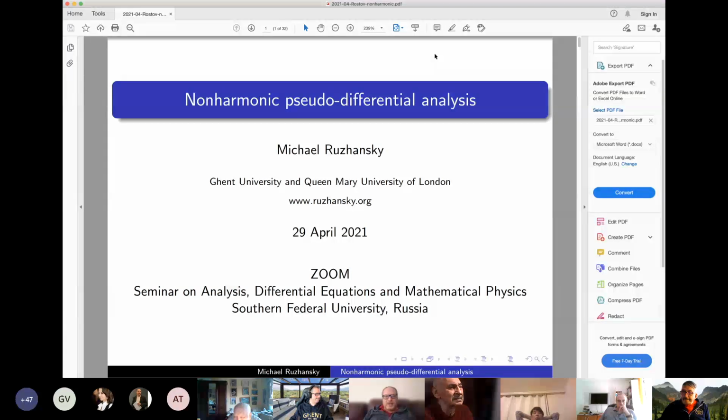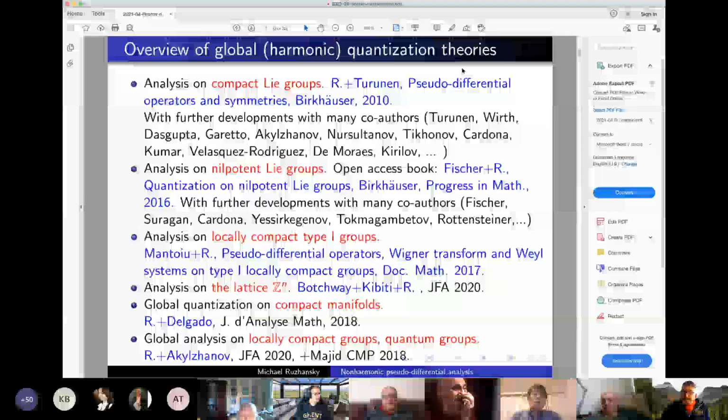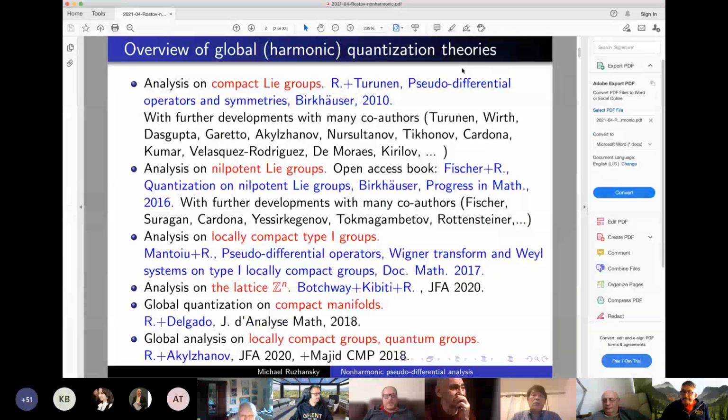So it is about the theory of pseudo-differential operators based on non-harmonic analysis, and I will try to explain what I mean by this. So I start with some literature, a bit of review of harmonic analysis and the so-called harmonic theory of pseudo-differential operators, or harmonic quantization theory. By harmonic I understand when we have some kind of structure, group structure, in particular on the underlying space.